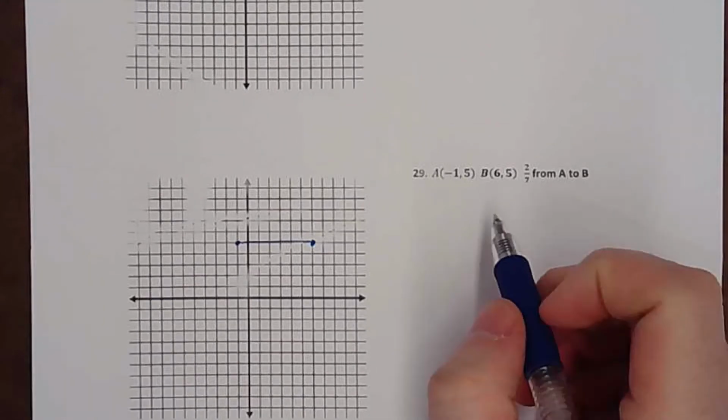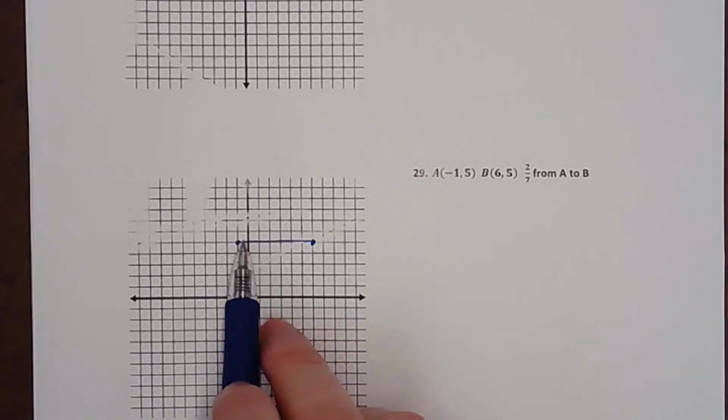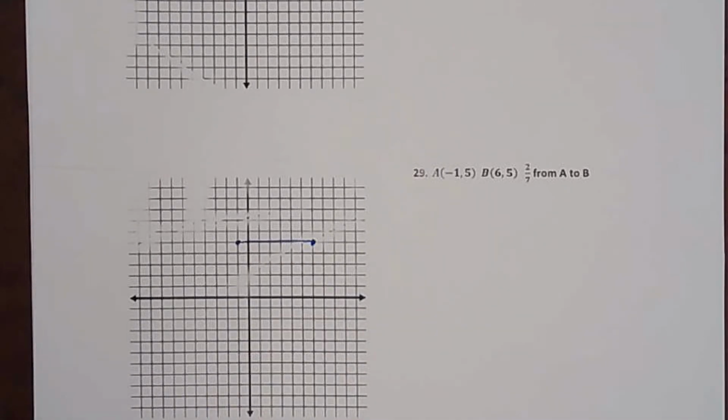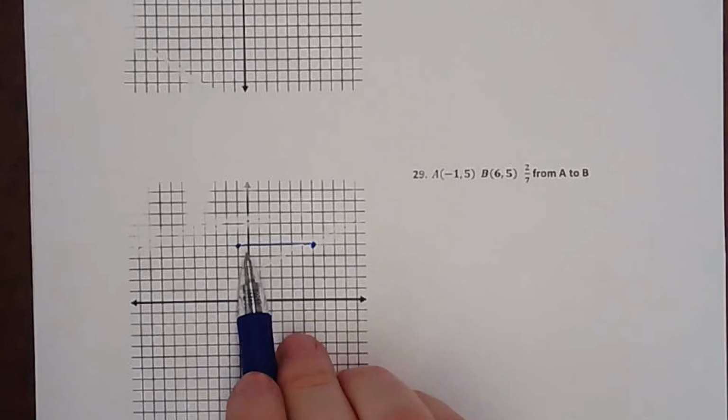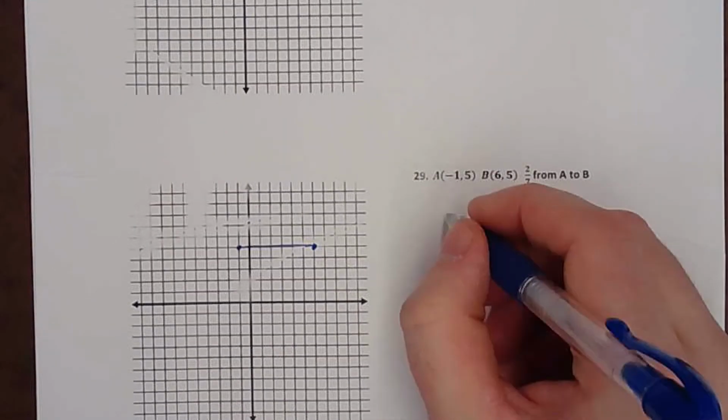So what we're going to be doing is measuring how long this is. Now, do we need a formula to measure how long this is? No, it's a horizontal line, so we can just count it. How long is this line? 1, 2, 3, 4, 5, 6, 7. So the distance is 7.